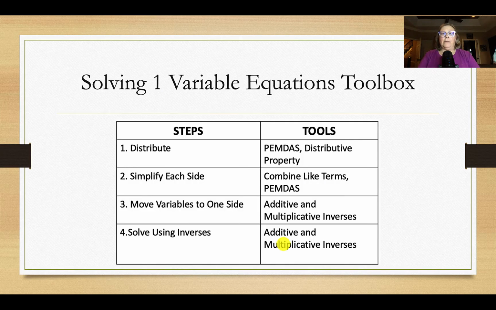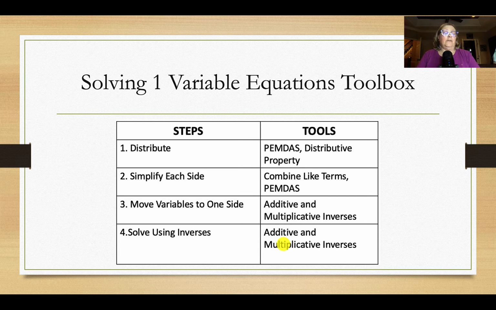Okay, so this topic is solving one variable equations toolbox. So you've got 4 steps. The first thing, if you have a one variable equation, so you've only got an x and a bunch of other numbers, might be lots of different kinds of x's, but there aren't going to be any other variables.